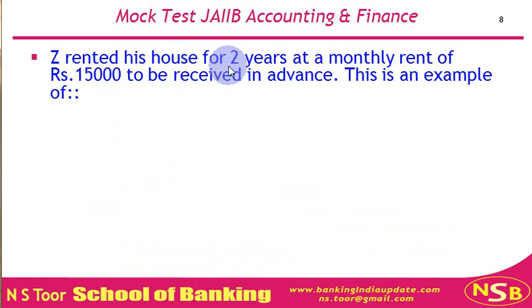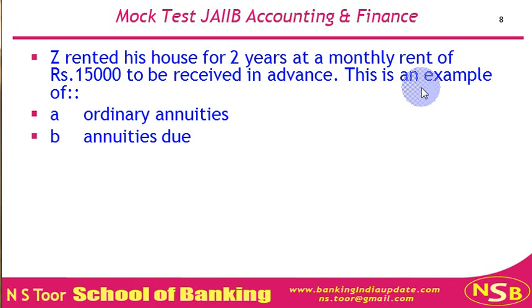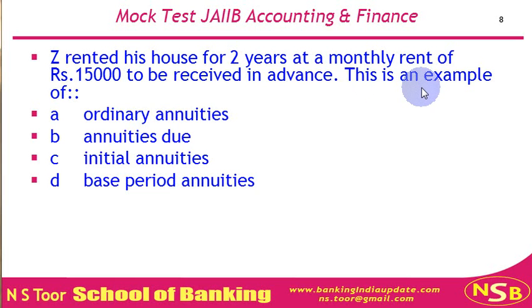Z rented his house for 2 years at a monthly rent of rupees 15,000 to be received in advance. This is an example of. So here are our options: ordinary annuity, annuity due, initial annuity, base period annuity.